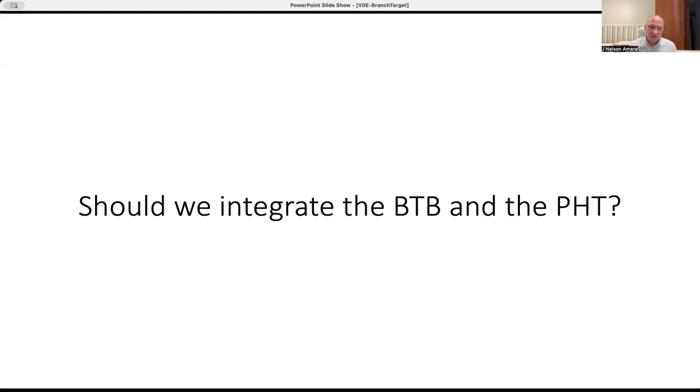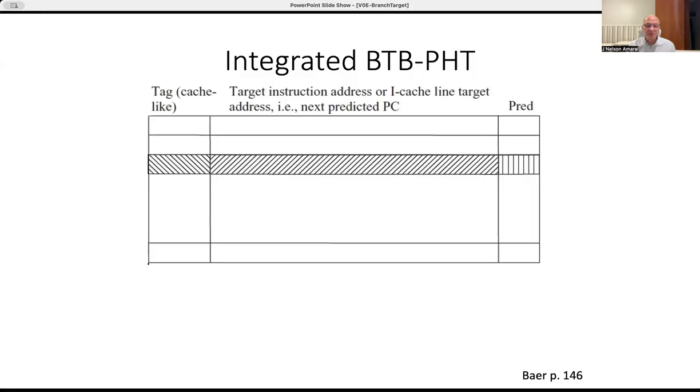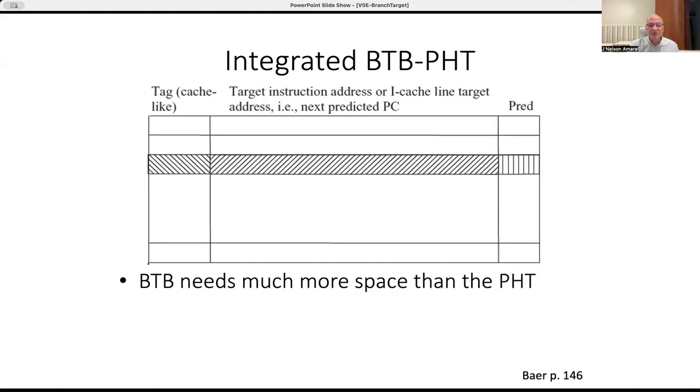One of the questions in terms of design is, should we integrate the BTB and the PHT in our design? So let's look at what it will look like when I do this integration. When I do this integration, it means that I'm going to take the tag from the branch address, and that tag is going to give me access to not only the address of the target instruction, that is what the BTB usually contains, but also to the prediction bits that I'm going to use to make the prediction. So I'm integrating the BTB and the PHT. There are some consequences to this design.